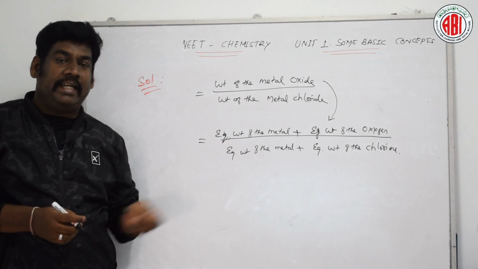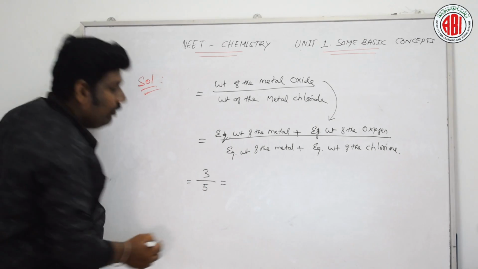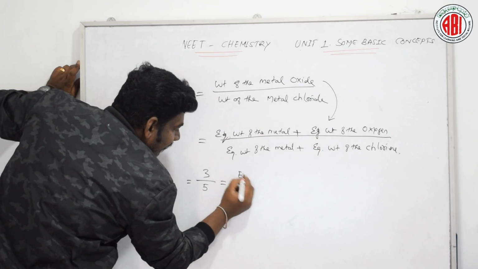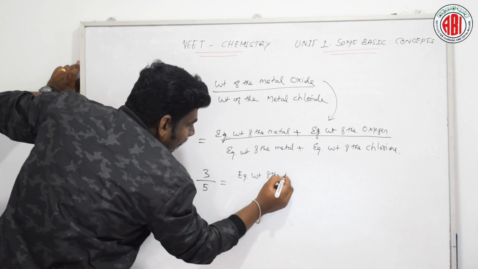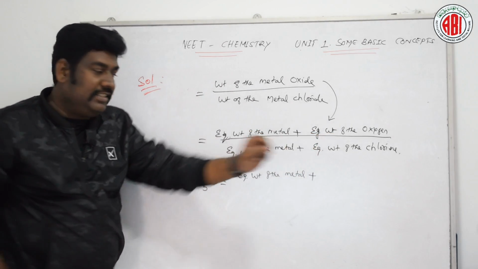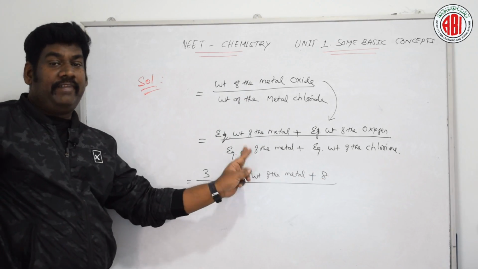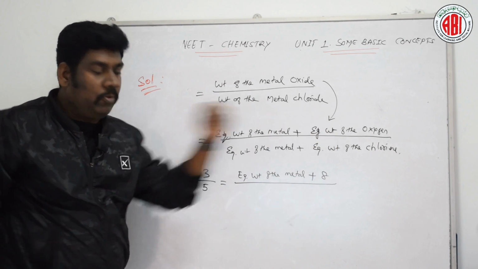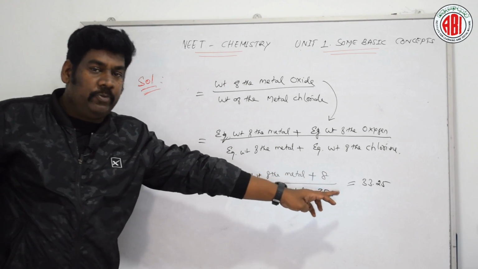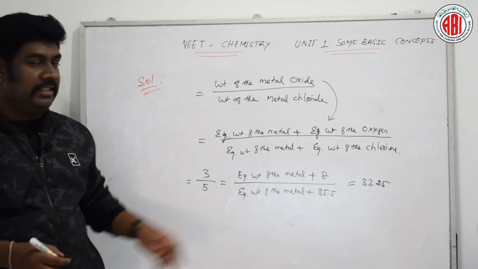So now, let us write weight of the metal oxide and weight of the metal chloride. That is 3 by 5 is equal to equivalent weight of the metal plus equivalent weight of the oxygen, that is 8, by equivalent weight of the metal plus equivalent weight of the chlorine. So simplifying this, you will get the equivalent weight of the metal as 33.25. This is the equivalent weight asked in the question. So by this way you can solve this problem.